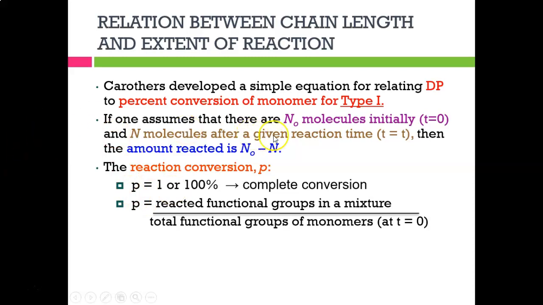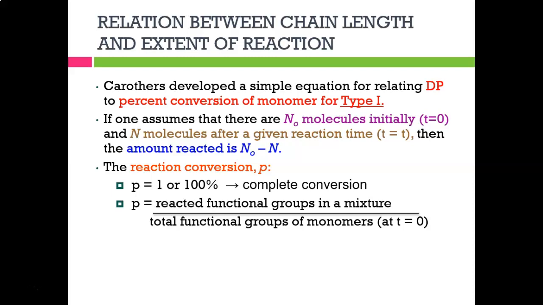So if one assumes that there are N naught molecules initially at time equal to 0 and N molecules after a given reaction time, which is t, then the amount reacted is N naught minus N. So N naught is the original number of molecules present in monomer A, B. Okay, N is the number of all molecules remaining after time t. And the reaction conversion P cannot be more than 1. Bila P equal to 1 means that it reached 100% conversion. Means that all the monomer has been transferred or has been consumed to produce a polymer.